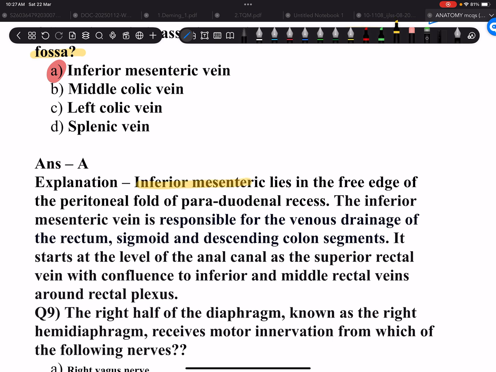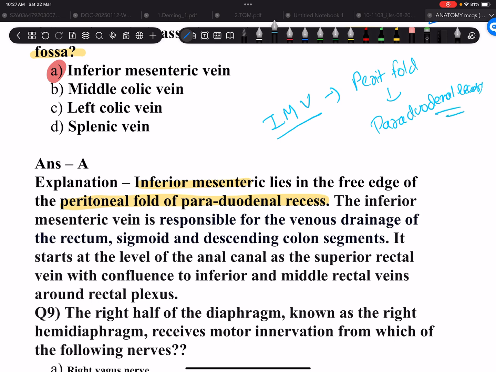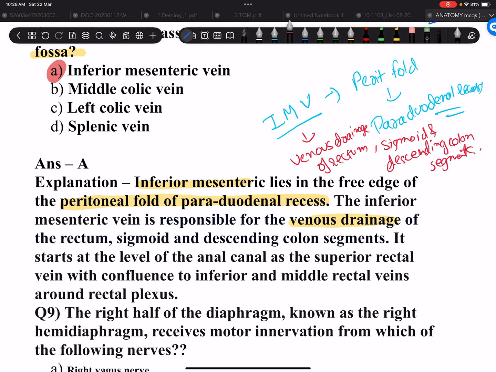Inferior mesenteric vein lies in the free edge of the peritoneal fold of the paraduodenal recess. Got it? The IMV is responsible for the venous drainage of rectum, sigmoid, and descending colon segments. Correct? Venous drainage of what? Rectum, sigmoid, and descending colon segments.